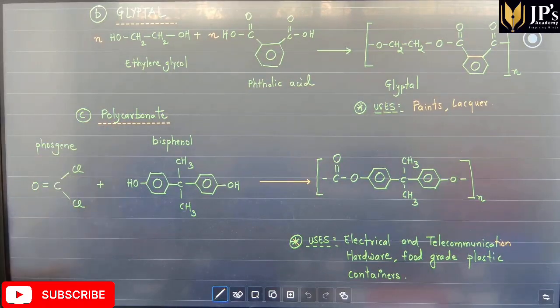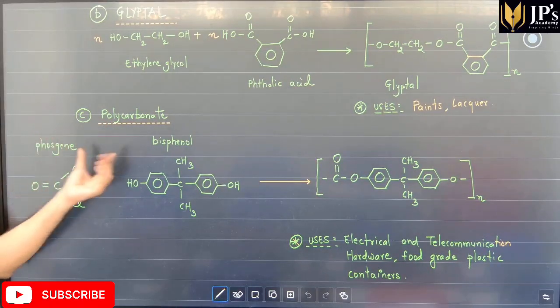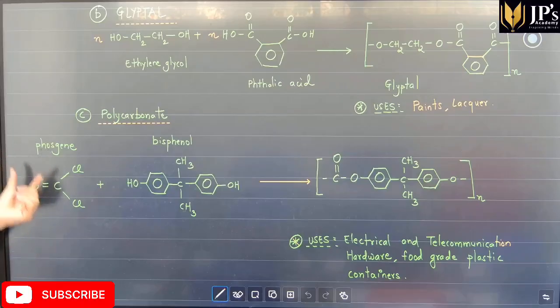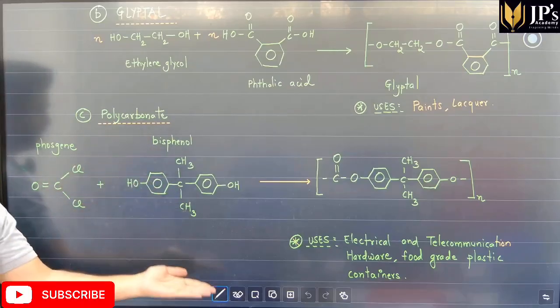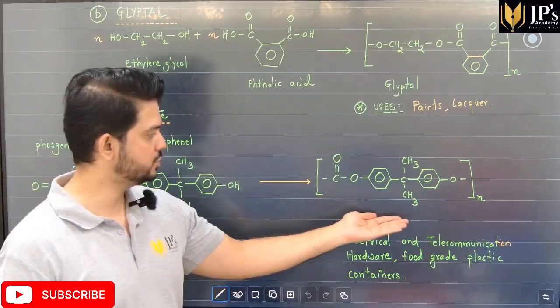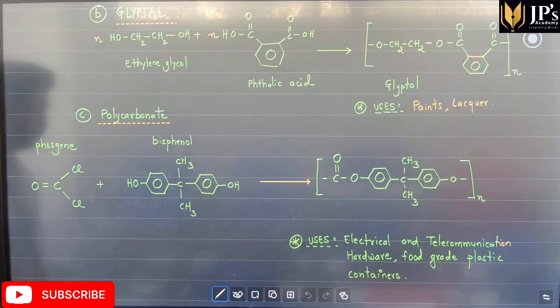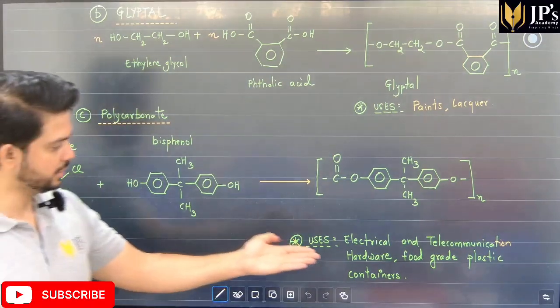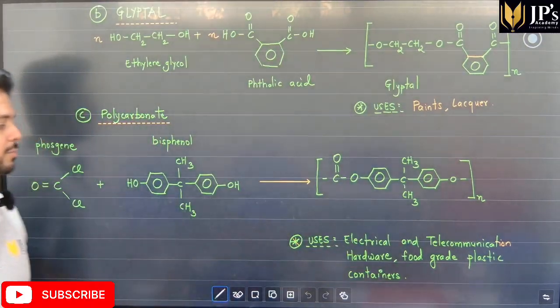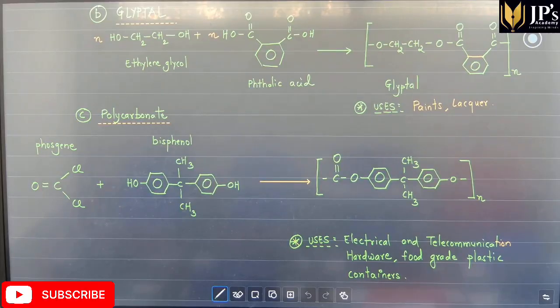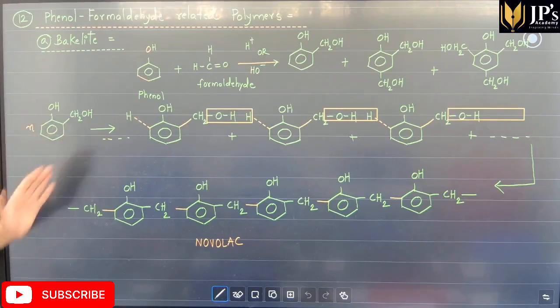Then we have polycarbonate. The monomers are phosgene and bisphenol, and this is your polymer repeating unit, used in electrical and telecommunication hardware and for making food grade plastic containers.